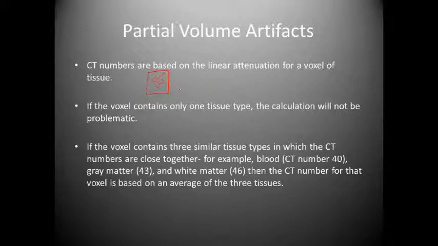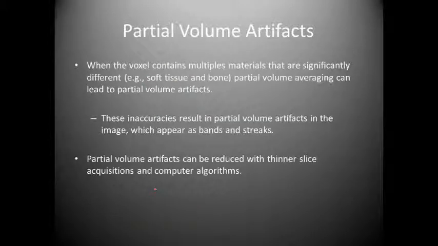If the voxel contains two types of tissues or three similar types of tissues, the CT numbers are close together, like blood, gray matter, and white matter, and the CT number for that voxel is based on the average of those three tissues. And so what you may see displayed is going to be 43. That's going to be your average. And so it could affect how things actually appear.